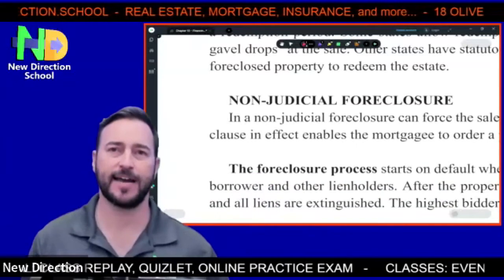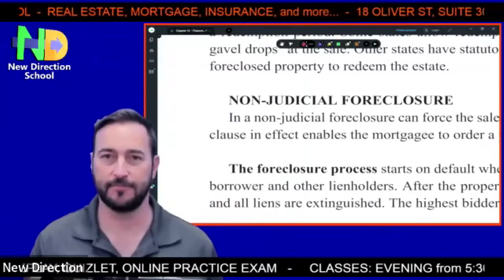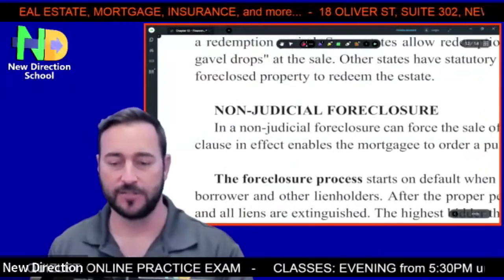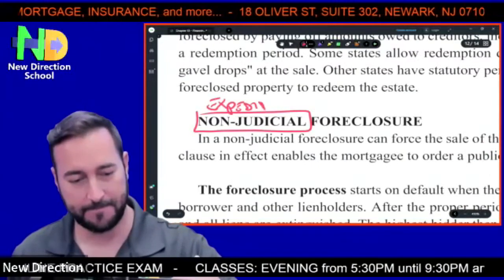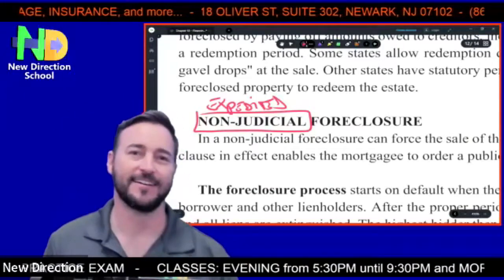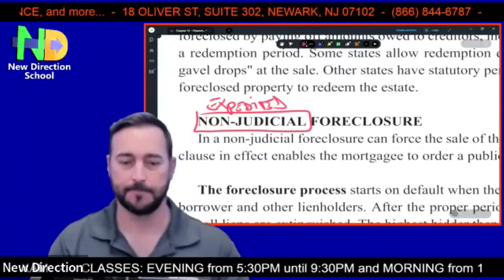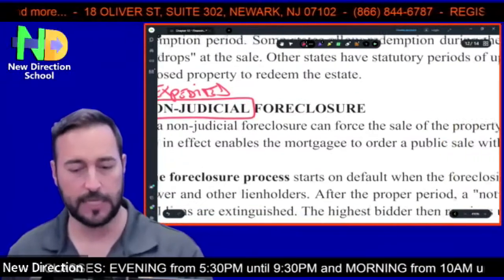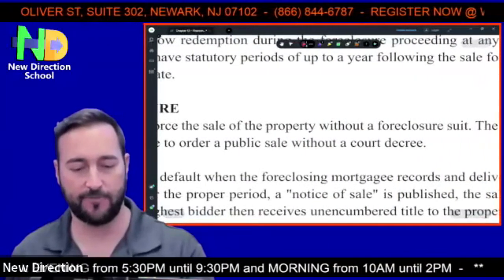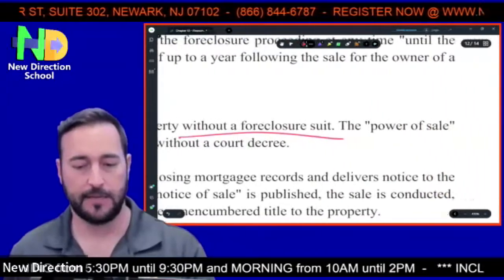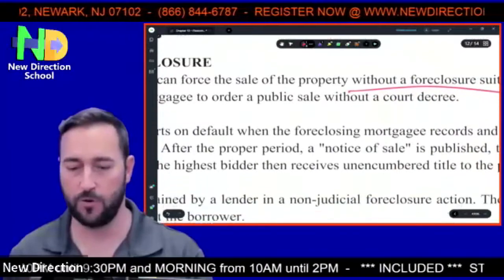Non-judicial foreclosure. Can you guys take a wild guess? If judicial is through court, what is non-judicial? Out of court. So this is like an expedited foreclosure. I'm going to write here, expedited. It's fast because we don't go through court. If we don't go through court, we go straight to auction. Non-judicial foreclosure can force the sale of the property without a foreclosure suit. The power of sale clause in effect enables the mortgagee to order a public sale without a court decree or order.